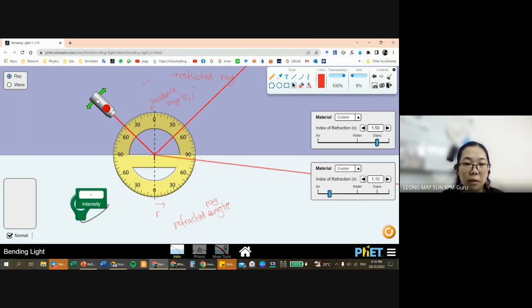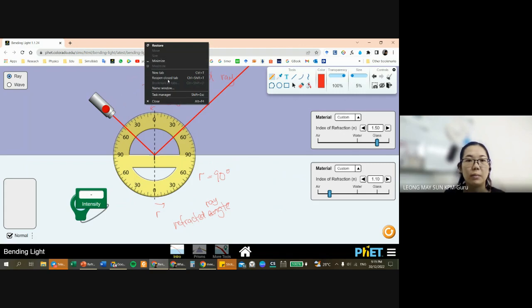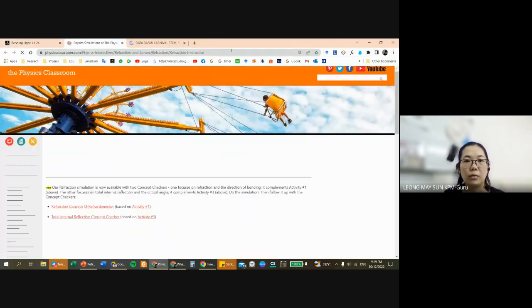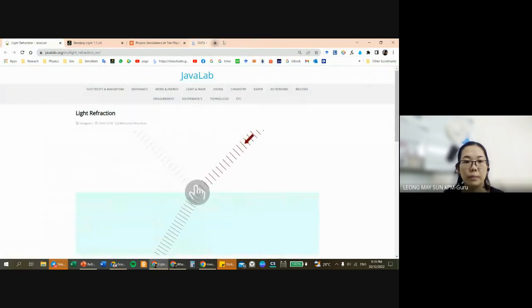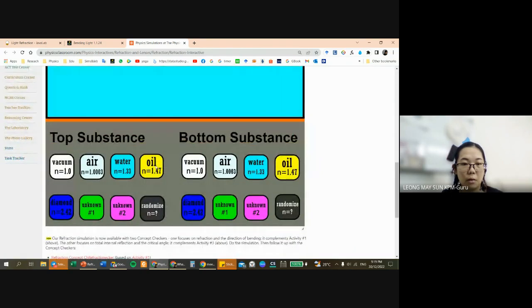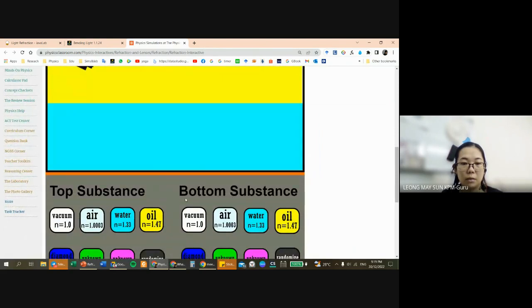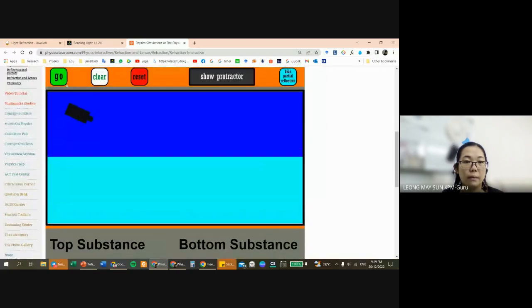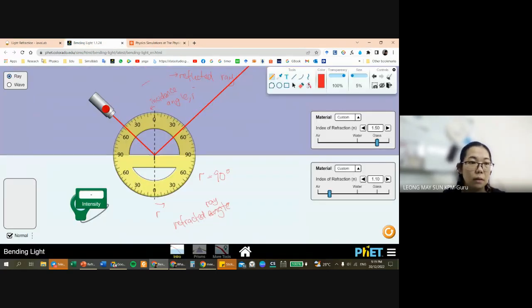Very difficult to get the angle. Until one certain position whereby the refracted angle is actually 90 degrees. This one cannot show the 90 degrees. Let me reopen it. Let's see if I can do this here. This one cannot. Top I put it as oil, bottom I put it as water. Probably diamond is easier. So as I move it, this one also doesn't show. This is the best that I can show you.